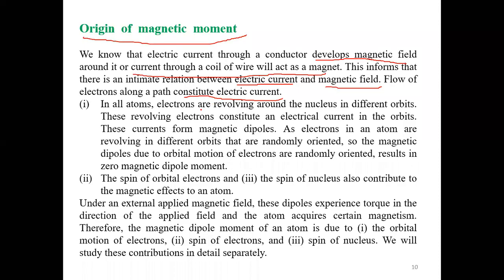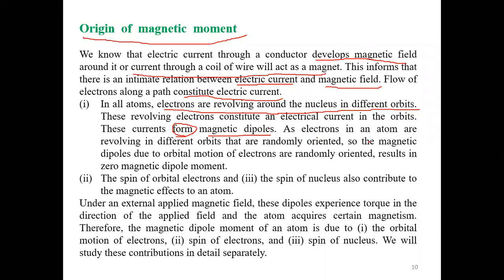When we studied the atomic model, we saw that in all atoms, electrons are revolving around the nucleus in different orbits, according to the Bohr model. These revolving electrons constitute an electric current in the orbit. These currents form magnetic dipoles; due to this current, atoms become magnetic dipoles.